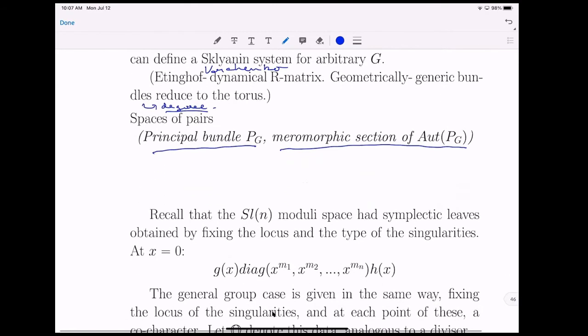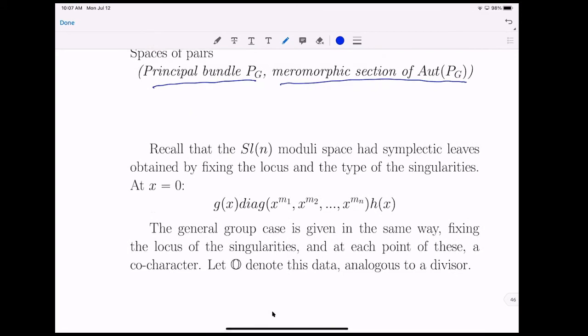Now, what will the symplectic leaves look like? It's kind of interesting. It's basically a theorem of Iwahori that gets used. Recall the SL_N moduli space. The symplectic leaves were given as follows: you fix the polar type of the singularity, so that you're at a point given by, say, a coordinate x equals 0, where x equals 0 is the point you're interested in. It's where the singularity occurs.